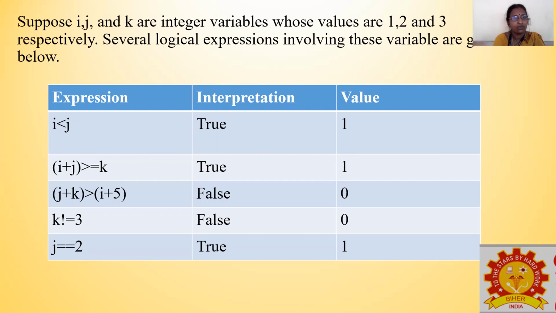k not equal to 3. The k value is 3 here, so is it not equal to 3? No, it is false. k is equal to 3, so it is interpreted as false. The value evaluated by this expression is 0. Next, j equal to 2. Yes, the j value is equal to 2, so the interpretation is yes, correct. And this expression j equal to 2 is evaluated to 1.